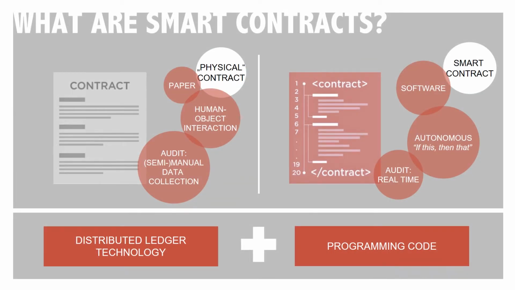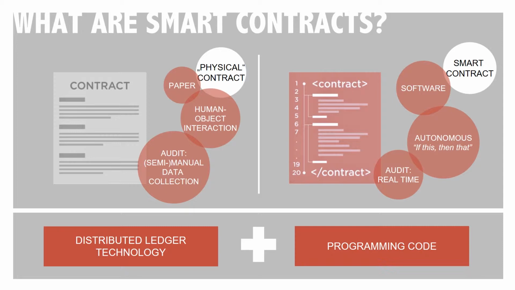So, what are smart contracts? In simple terms, smart contracts can be understood as contracts from the physical world translated to software code and stored using distributed ledger technology, which we have discussed during our last session. While the physical contract is characterized by a human-object interaction, the smart contract is in its purest form an autonomous contract and follows an if-this, then-that logic.